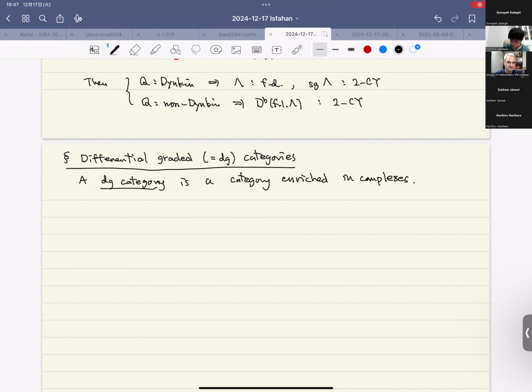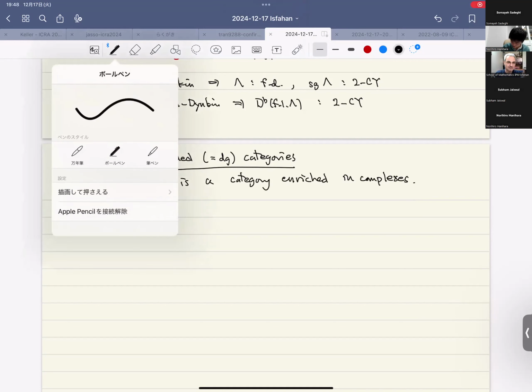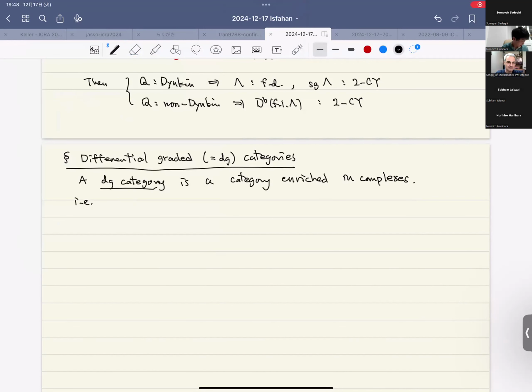As in the case of ordinary categories, let's say a DG category A. A has objects, and instead of ordinary morphism sets, we have morphism complexes, denoted A(X,Y).